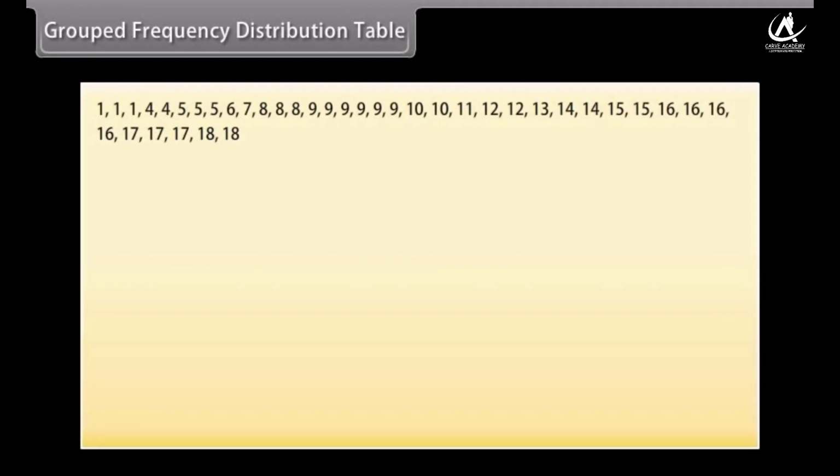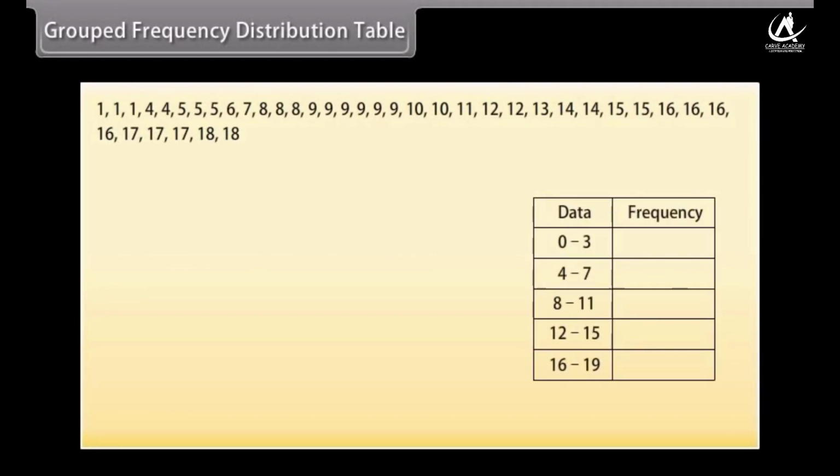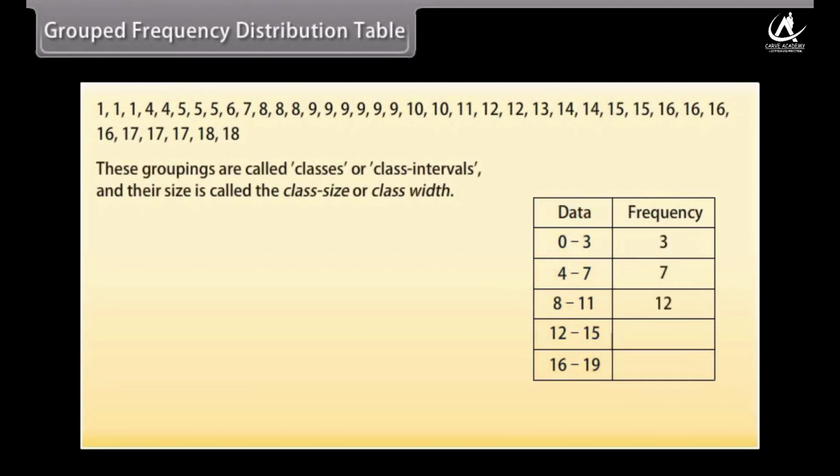Grouped frequency distribution table. Sometimes we have a large amount of data. So, to present such a large amount of data, we condense it into groups like 0 to 3, 4 to 7, and so on till 16 to 19, since our data is from 1 to 18. These groupings are called classes or class intervals, and their size is called class size or class width. Here the size is 4.